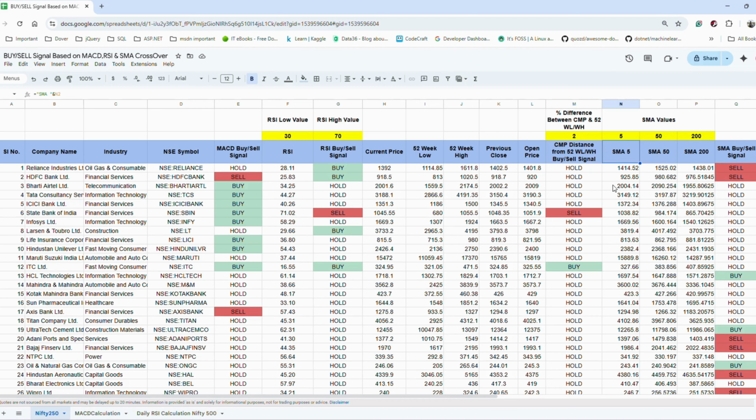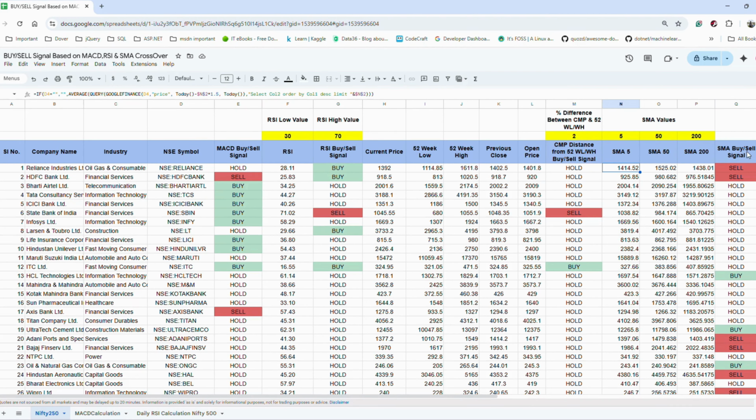Now, how are we calculating SMA? It's simple. We are taking the last 5 days of, say for example, Reliance Industries, and taking the average of those 5 days. Similarly, for SMA 50 we are taking the last 50 days average, and that is nothing but the simple moving average 50. And for SMA 200 we are taking the last 200 days average and we get the SMA 200. You can change it to 10, 20, whatever you feel like.